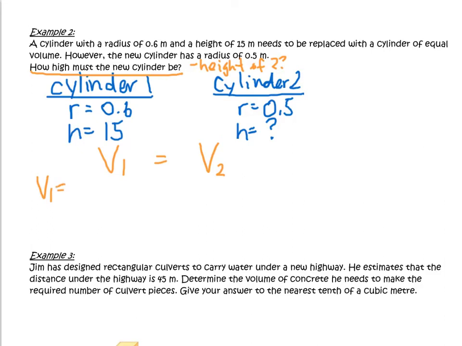What's the formula for calculating volume of a cylinder? Should start memorizing these, Sam. Pi r squared times the height of the prism. So plugging in my numbers for cylinder 1, r was 0.6, don't forget to square that, times the height of the prism, which was 15. Doing your calculations, what do you get as the answer? Okay, Omar, what did you get as your answer? 1.1304.